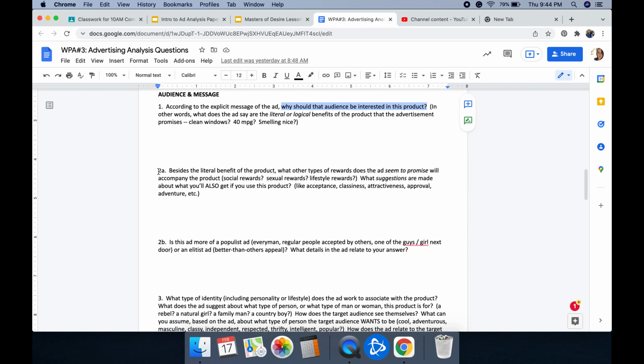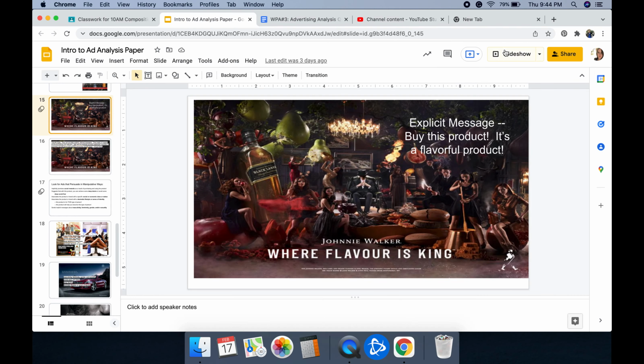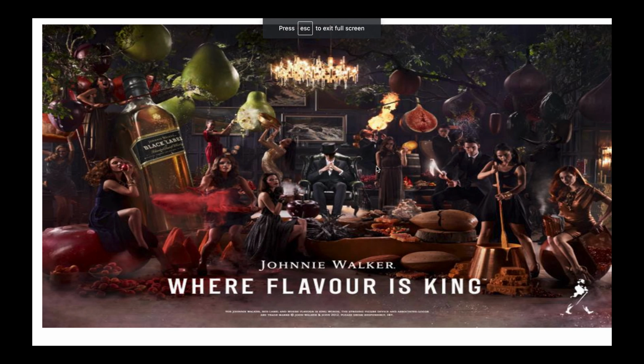But this question here, then we get to the implicit message of the ad. So besides that literal benefit of the product, what other types of rewards does the ad seem to promise will accompany the product? So remember, visuals imply. So what I'm going to be looking for here is, well, what do I see in the ad? What's associated with the alcohol, with the product? And that's going to help me figure out, well, what does the ad seem to suggest you get if you choose this product?